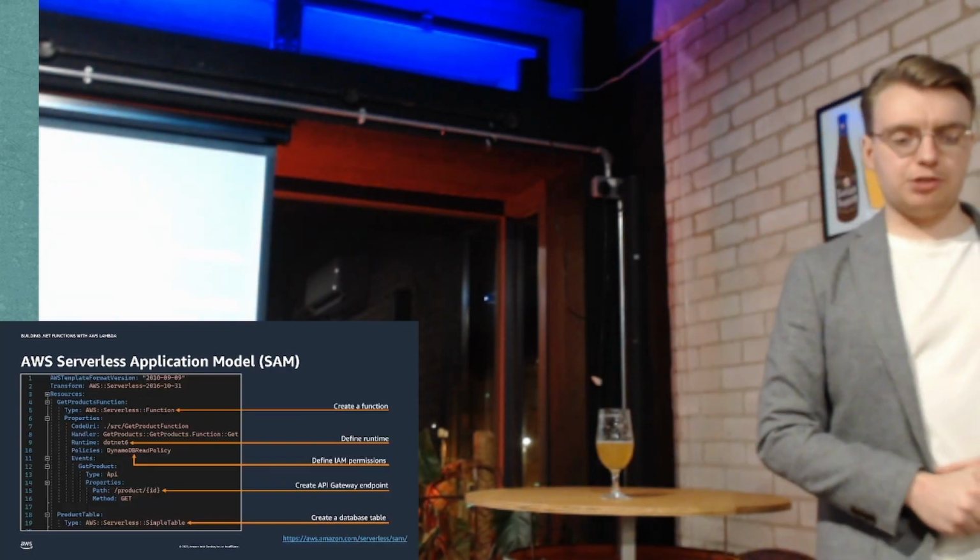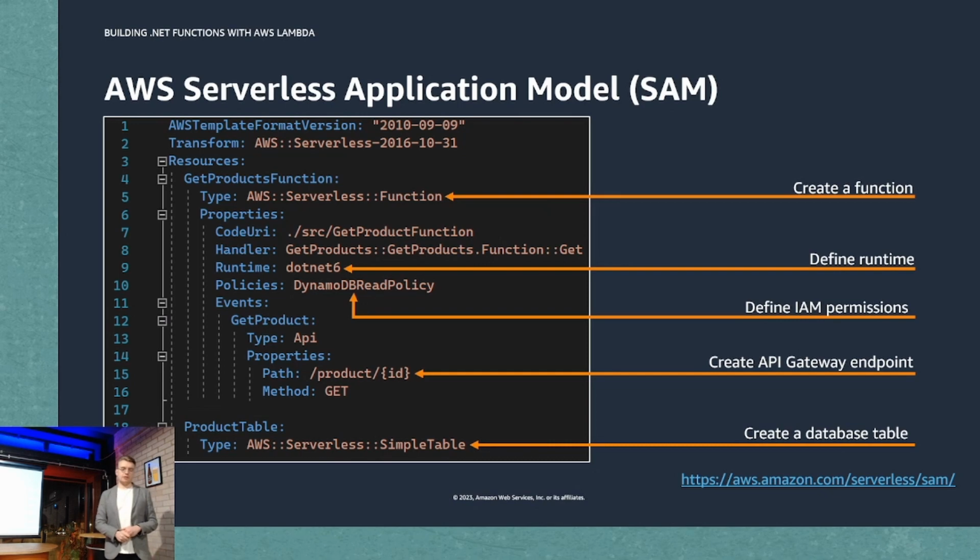So let's start with the abstractions on top of CloudFormation. This is how you would define a Lambda function using CloudFormation. And there's a couple of really useful abstractions that SAM adds here. If you're using a compiled language like .NET or Java, you can simply specify the path to the location of your code. In .NET, that would be the path to the project file.